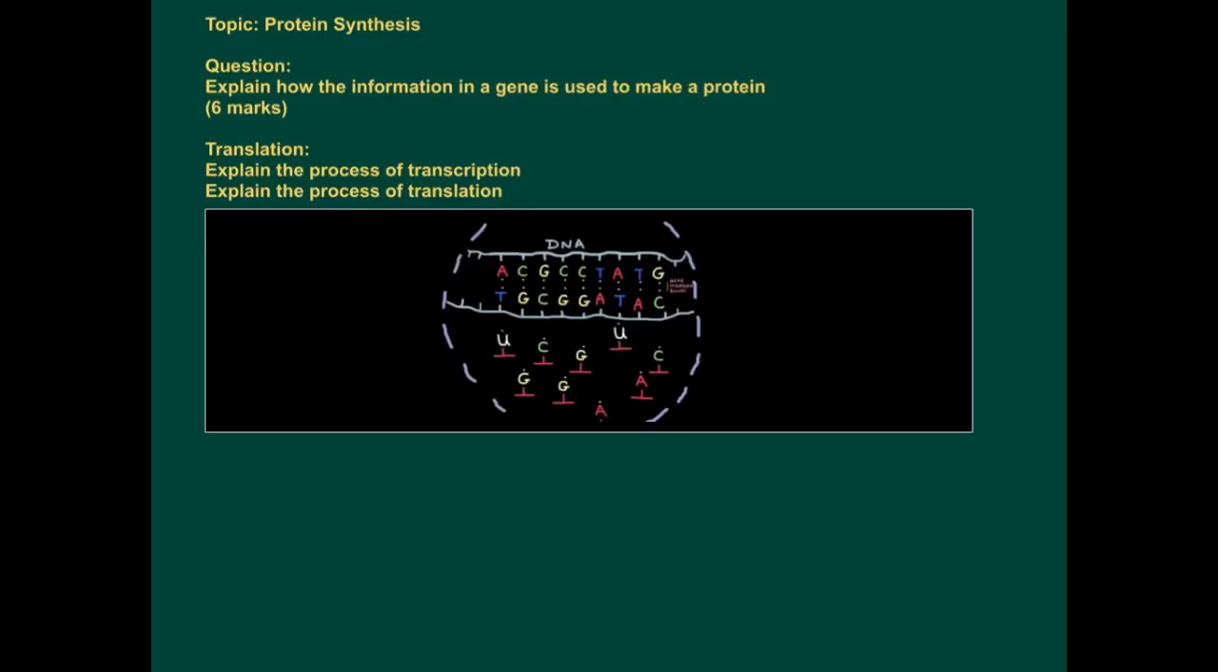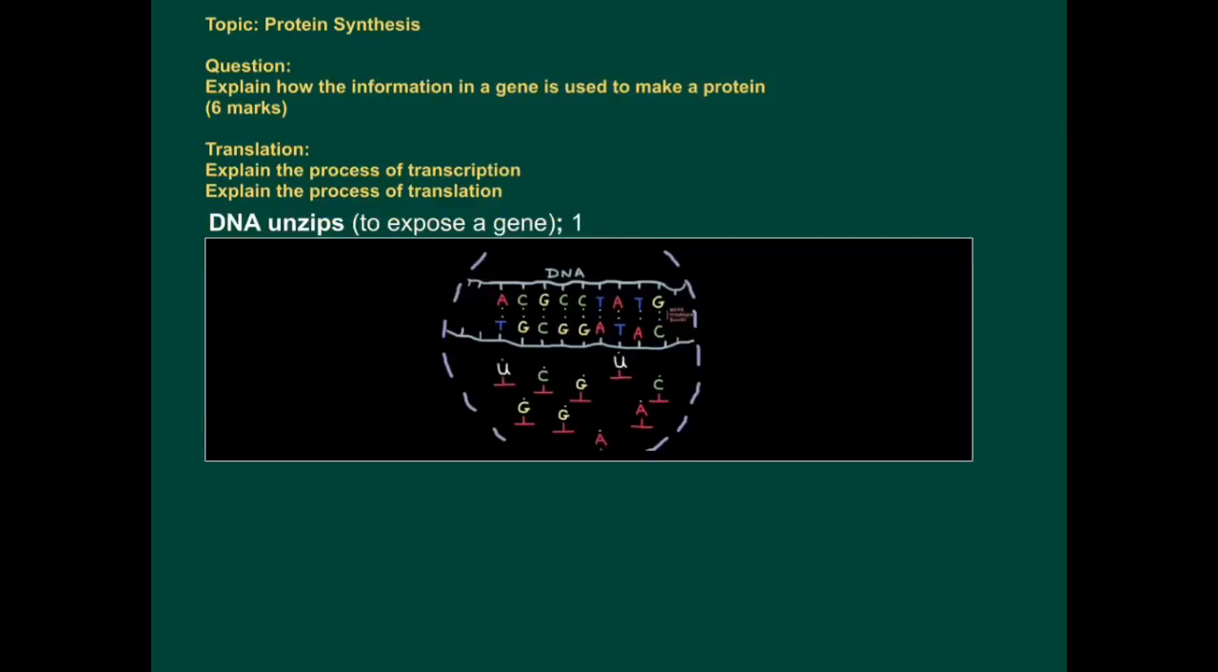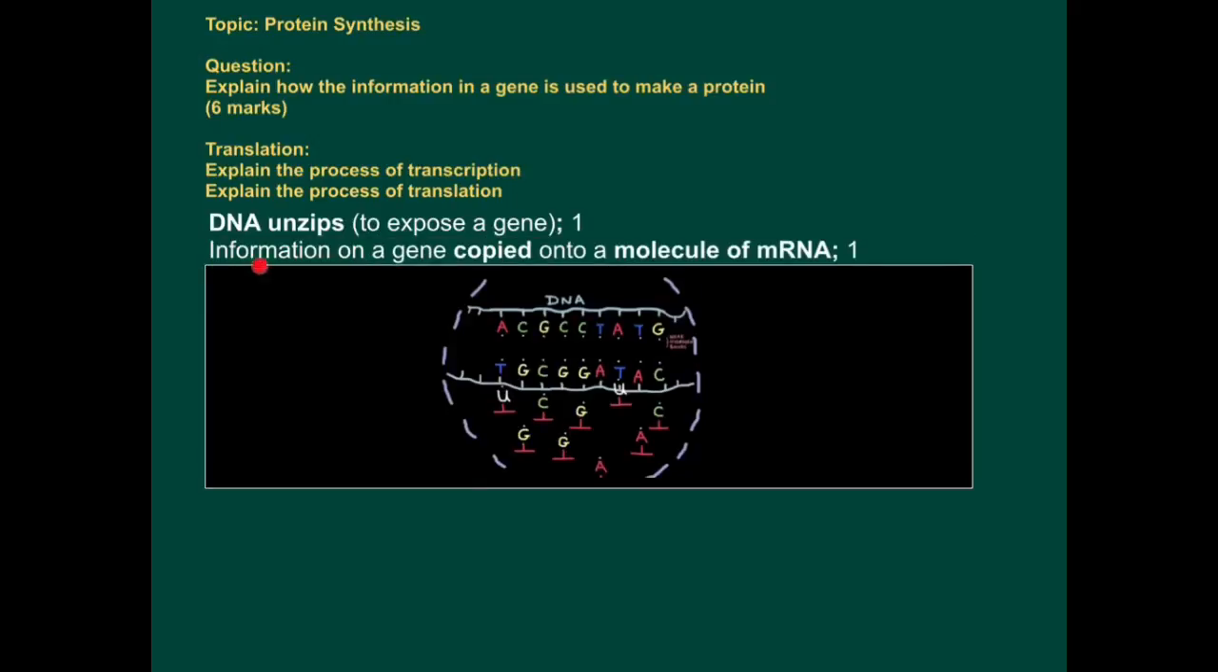So if you remember, the first thing that happens is DNA unzips to expose a gene, and you can see that happening here. So you can see the weak hydrogen bonds break, and now the strands separate out. Now, the information on the gene is copied onto a molecule of mRNA. So these are mRNA nucleotides.